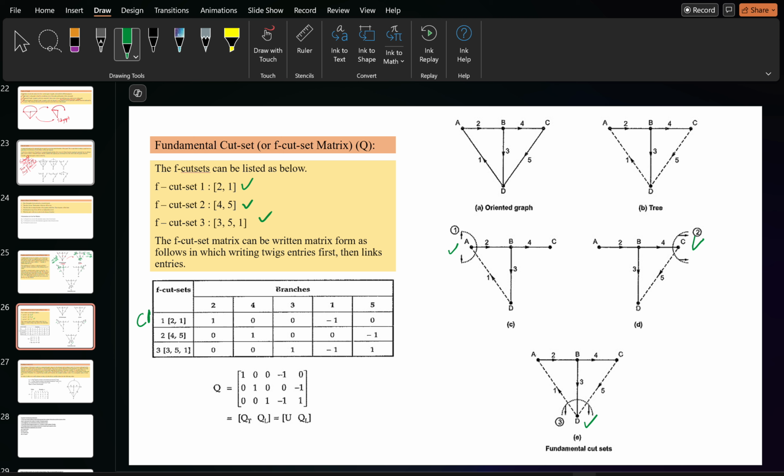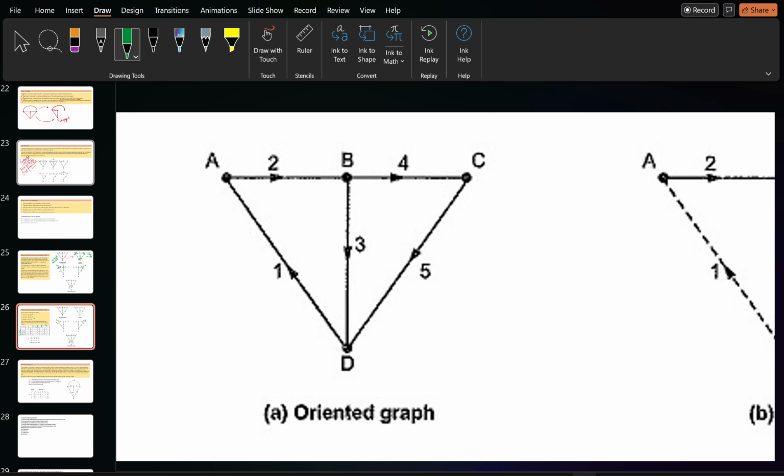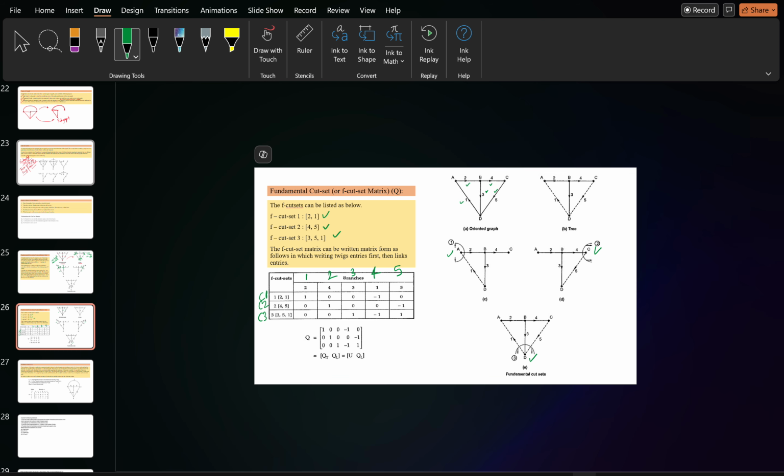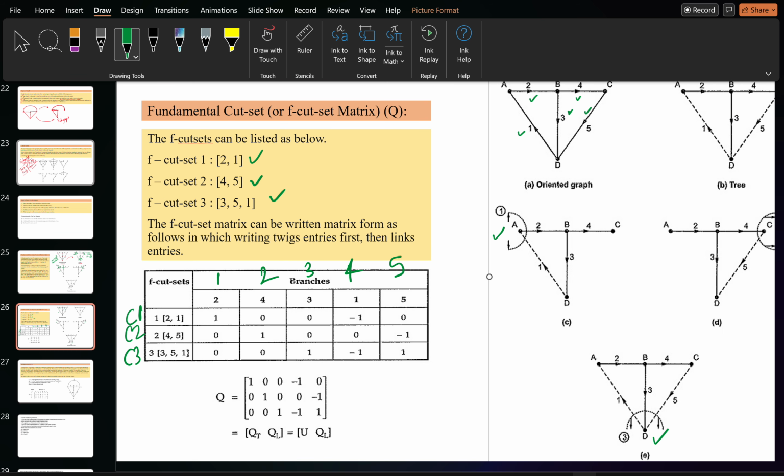So now the thing is how to form a cut set matrix. Write it like this: cut sets C1, C2, C3, three cut sets, and write the branches here. There are 5 branches, because if you see here in the graph, there are 5 branches: 1, 2, 3, 4, 5. In the columns, you write the number of branches like this: 1, 2, 3, 4, 5. And row-wise, write C1, C2, C3. Now go into the graph.